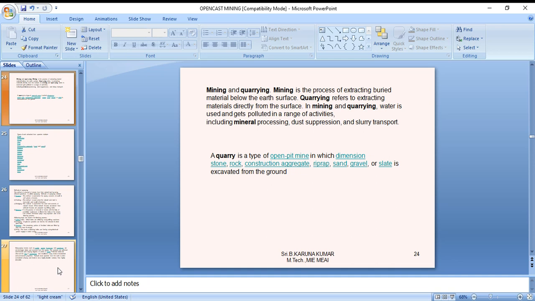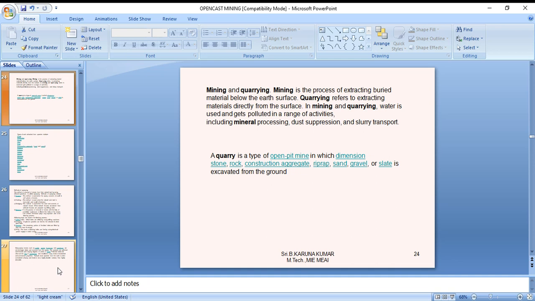A quarry is a type of open mine from which dimension stone, rock, construction aggregate, riprap, sand, gravel, or slates are extracted from the ground. So quarry is a broad word. It gives dimension stone like limestone, marble, and granite for construction purposes. Most of it is what we call kankara or ballast rock, that is 40 size, 20 size.